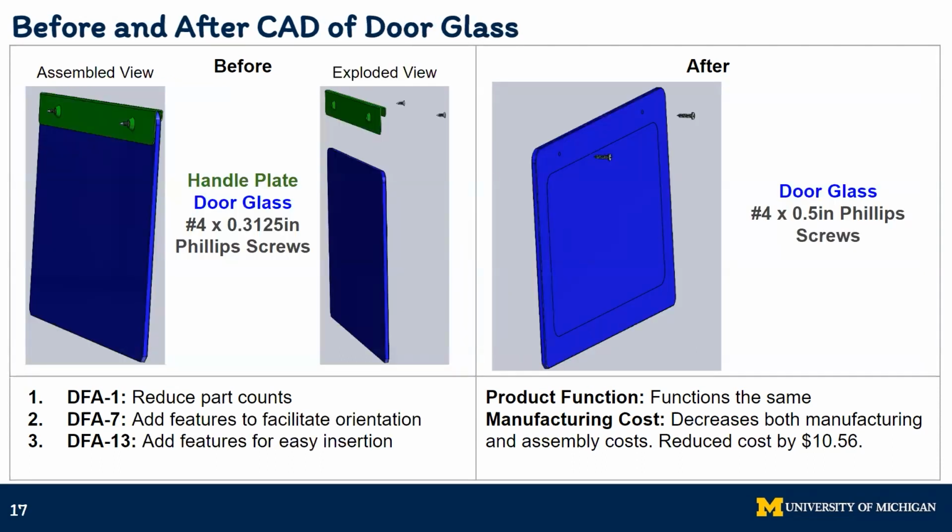We then continue to redesign the manner in which the handle is attached to the door glass. Prior to redesign, 2 screws are used within the handle plate to screw into the handle. These screw holes are hard to access, and the handle plate serves no other purpose than to aid in attaching the handle to the glass.